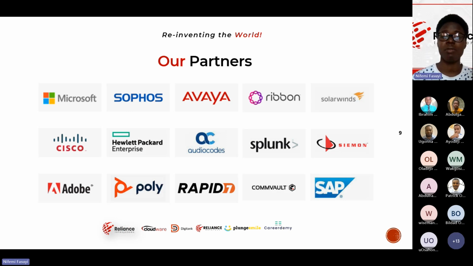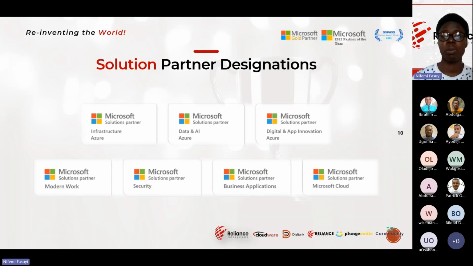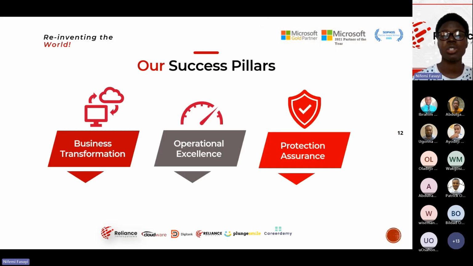Our partnership is with several organizations, including Microsoft, Cisco, Sophos, Avaya, and Hewlett-Packard. We have a wide array of partnerships to let you be assured that it doesn't matter what service or solution your organization is possibly looking for, you have Reliance Infosystems available to assist you in any way possible that you may need technology. We've also earned the Solution Partner designations for Azure Solutions, Modern Work Solutions, Security Solutions, Business Applications, and Microsoft Cloud Solutions. To conclude this introduction, I would like to introduce you to our success pillars.